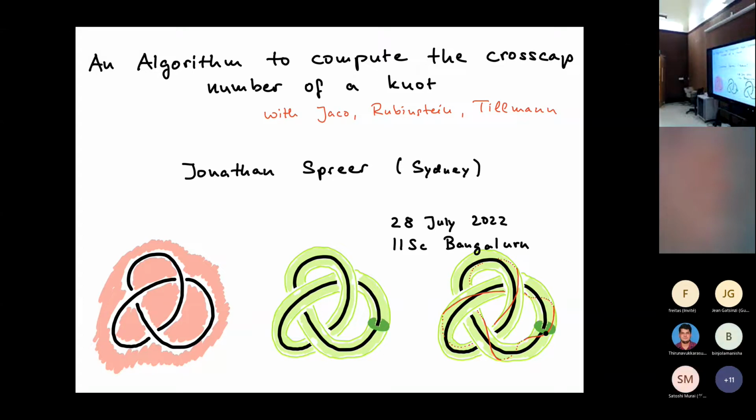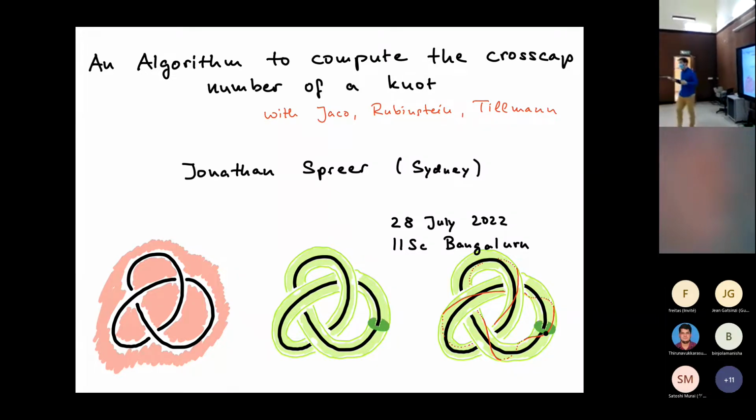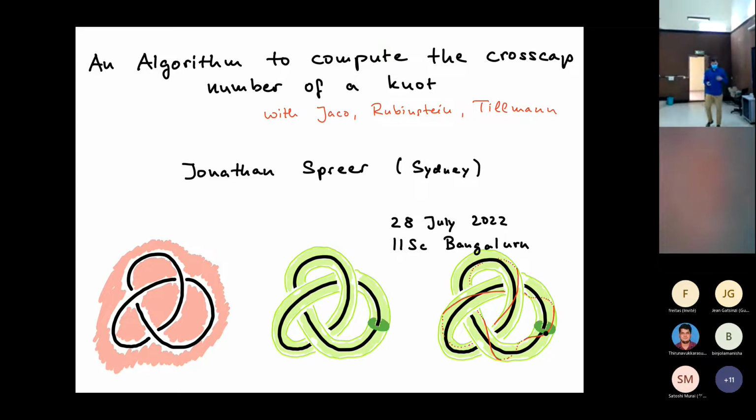Okay, so let's start with the second talk of the session. Professor Jonathan Spreer from Sydney will tell us about an algorithm to compute the crosscap number of a knot. Already the pictures look very beautiful. Okay. So, can everybody hear me online? Is that good? Okay. All right.